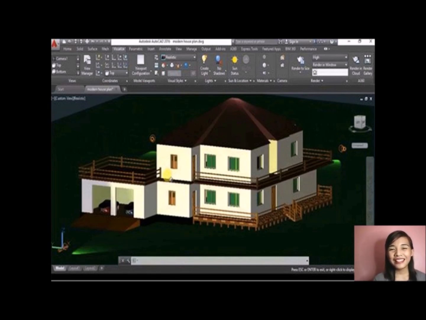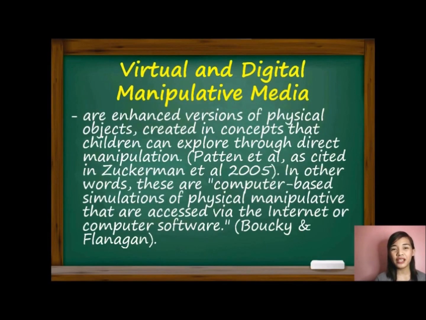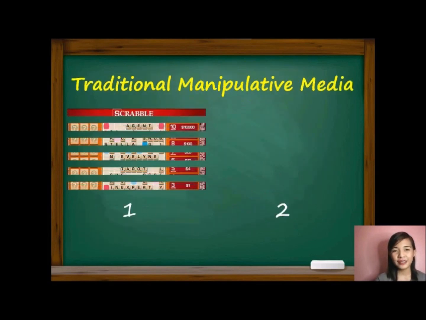Time's up. This is AutoCAD, and it is virtual and digital manipulative media. When we say virtual and digital manipulative media, these are enhanced versions of physical objects created in concepts that our children can explore through direct manipulation. In other words, these are computer-based simulations of physical manipulatives that are accessed via the internet or computer software. So these are the software or applications that we can manipulate using the internet or using gadgets.